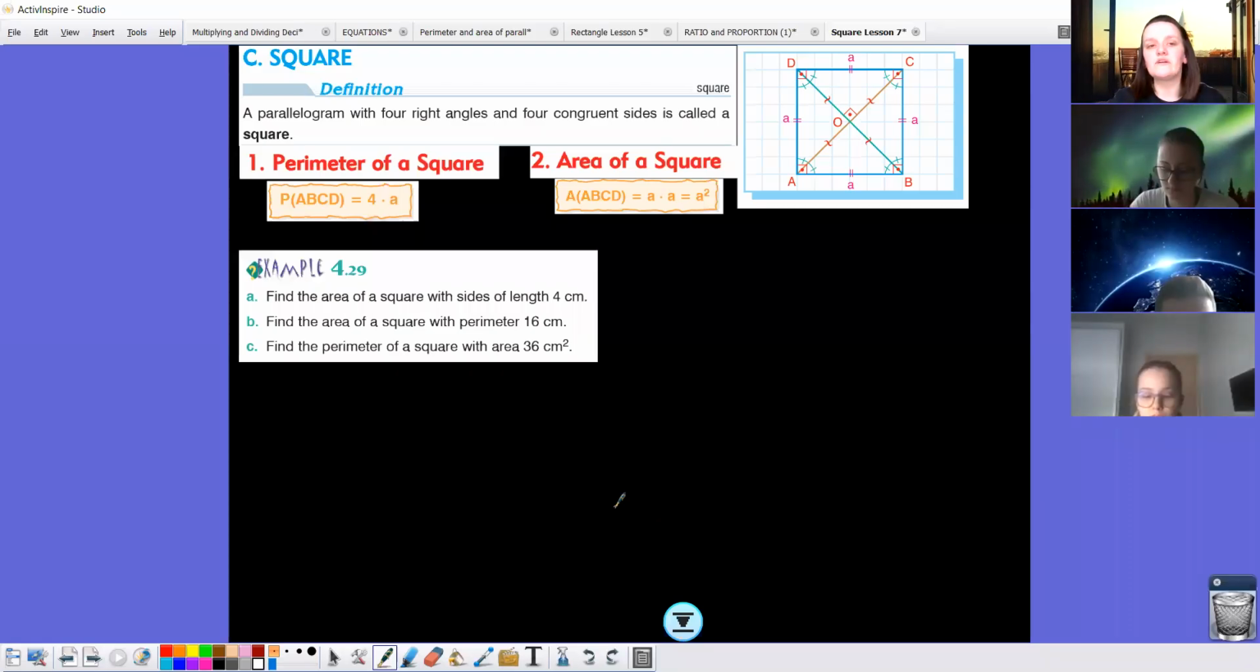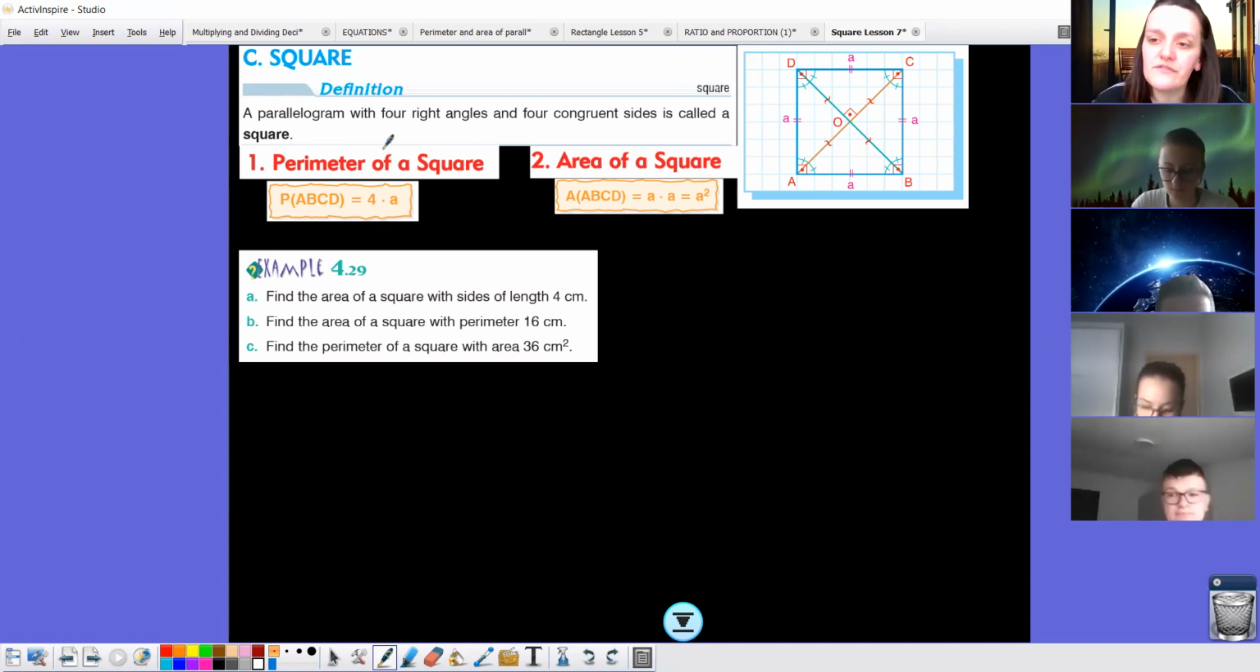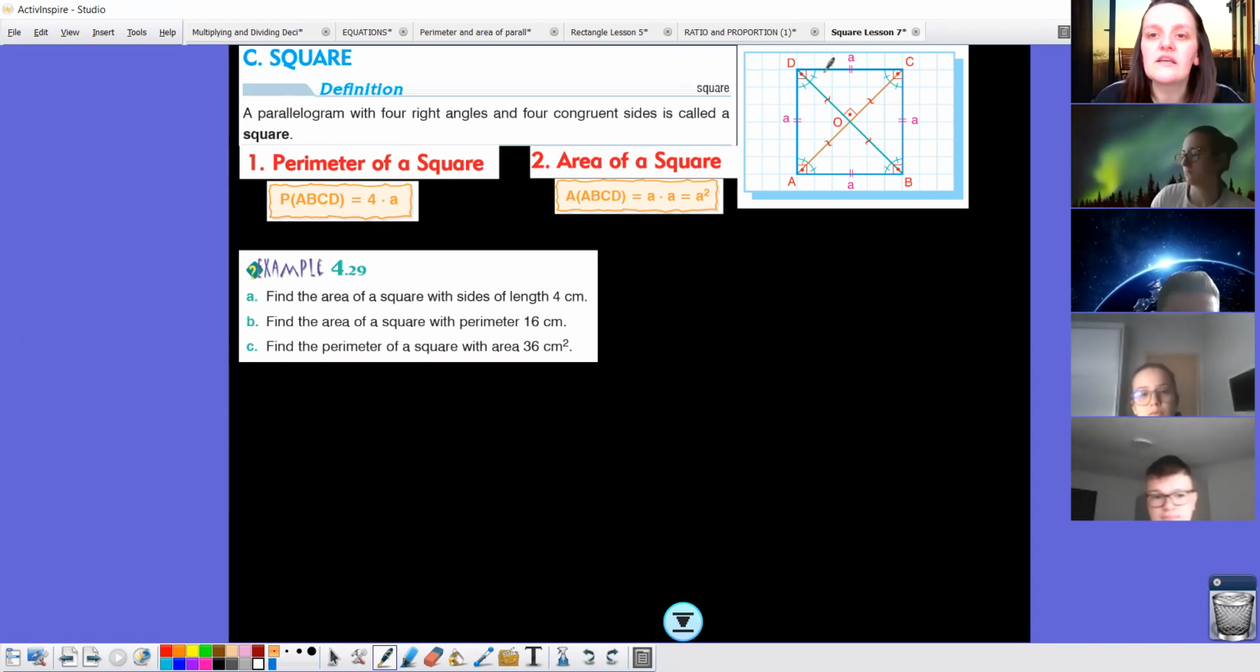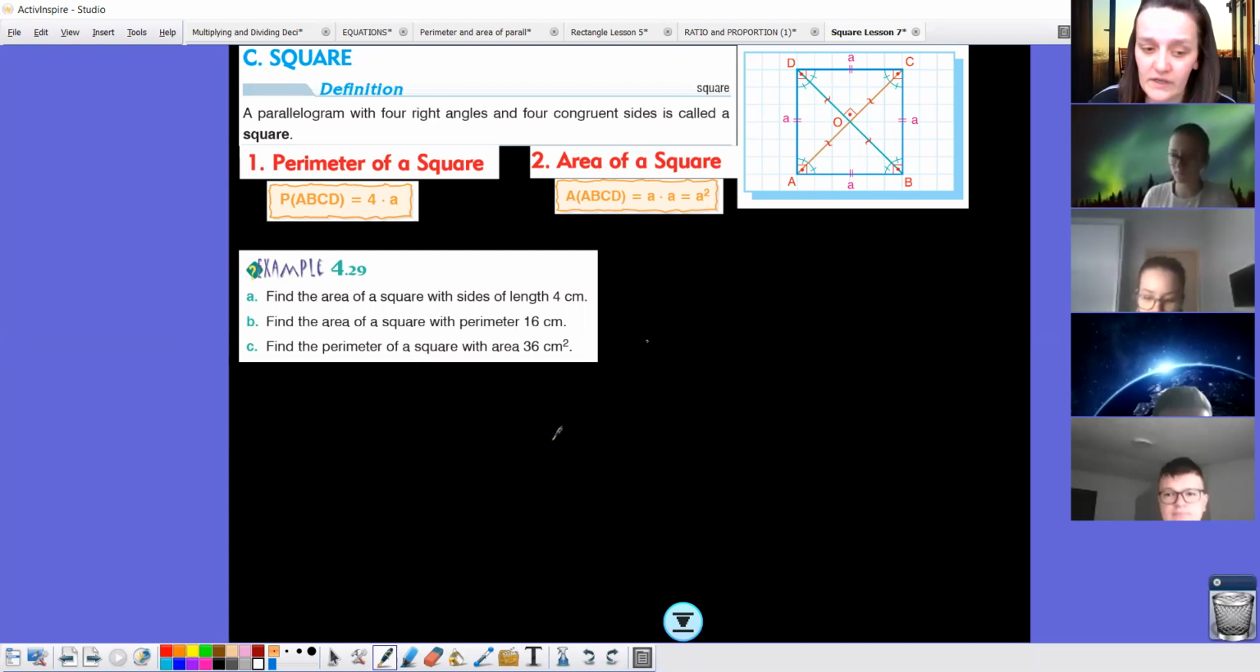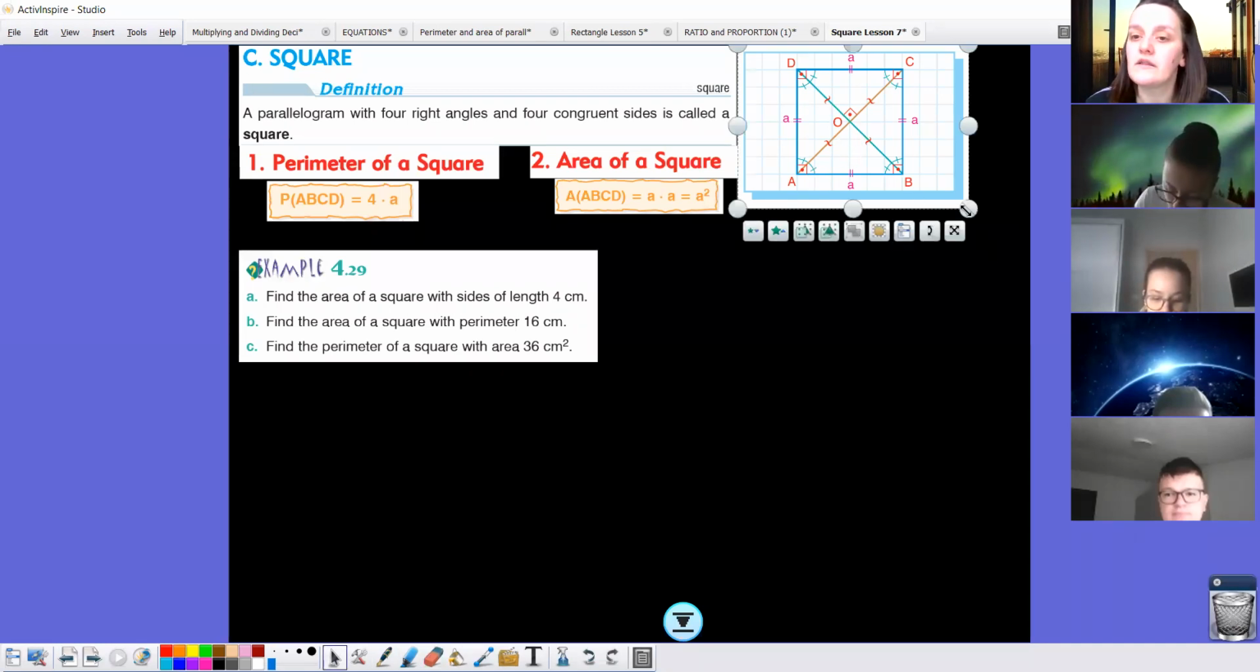I will give you the square. A square is another type of quadrilateral and a parallelogram at the same time. What is the difference between a square and a rectangle? In a square, all the sides are the same, congruent to each other, and all the angles are 90 degrees. As you know, because it is a parallelogram, all the opposite sides are parallel to each other. In this figure, all the properties of the square are given.